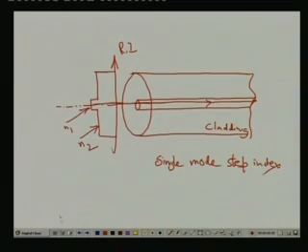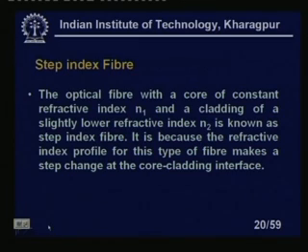Let us go back. So, this is about the step index fiber, clear. The optical fiber with a core of constant refractive index N1 and a cladding of slightly lower refractive index N2 is known as a step index fiber. It is because the refractive index profile for this type of fiber makes a step change at the core cladding interface.